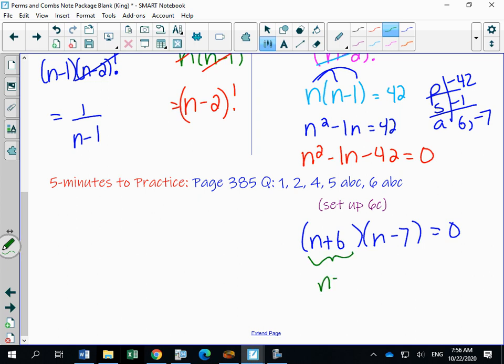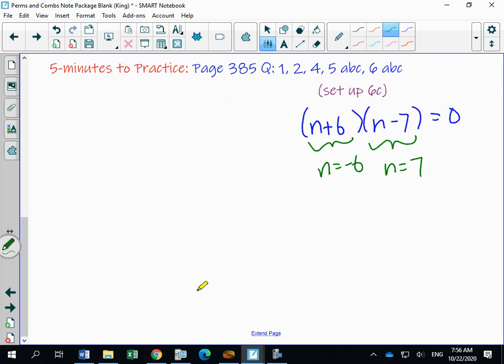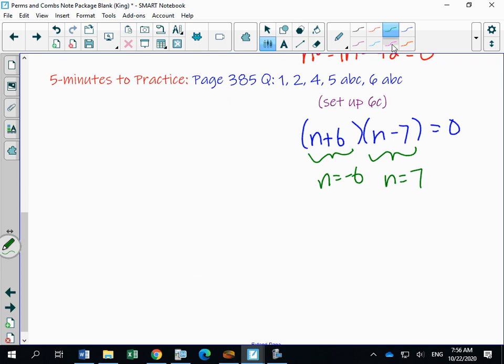So for this factor, n would be equal to negative 6. For this factor, n would be equal to 7. One of these you need to reject. One of these is going to be an extraneous root. And in this example, this is the one we would reject, and you have to be able to understand why we would reject this. So let's just write that this is what we would reject.